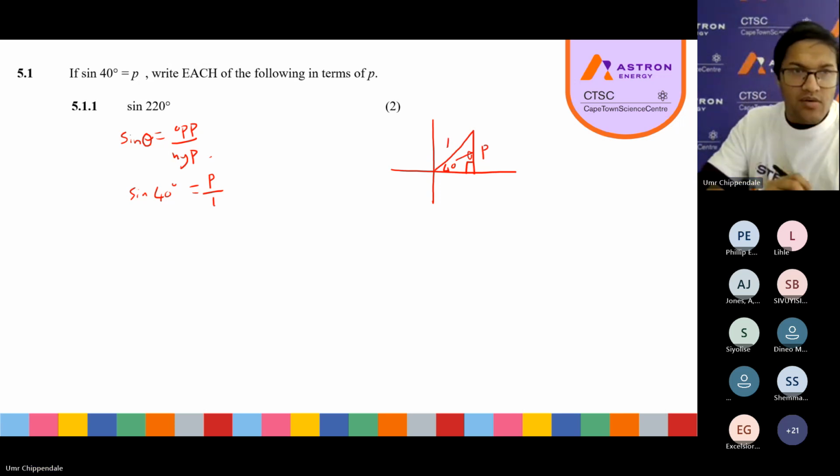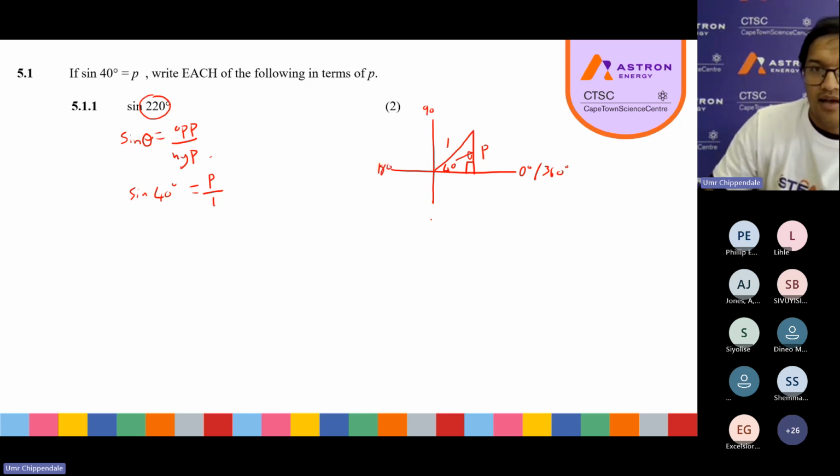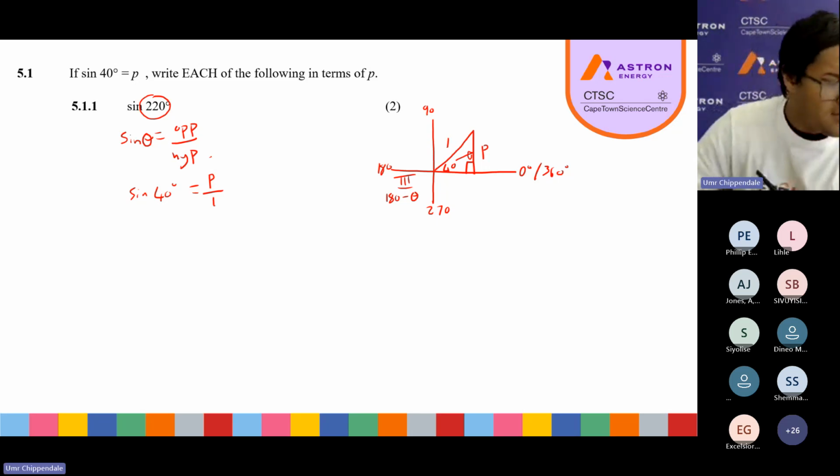Now, we don't have our equation in our first quadrant where it is dealing with an acute angle. Instead, this is dealing with 220. So where do we find 220? We know this is 0 or 360 degrees. This will be 90, 180, and 270. So it will be inside of our third quadrant. And in order to calculate using your reductions, in the third quadrant it will usually be 180 plus your theta. So that's how we're going to get it inside of here.